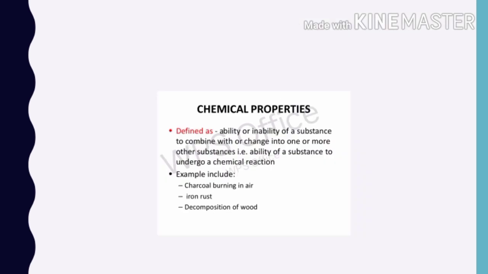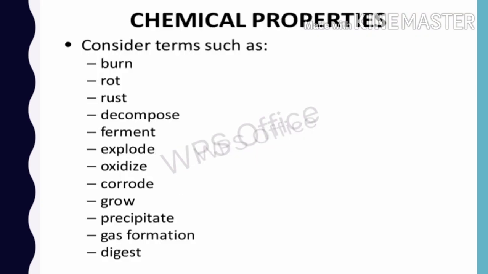Let's proceed to the chemical properties, defined as the ability or inability of a substance to combine with or change into one or more other substances. It is the ability of a substance to undergo a chemical reaction. For example, charcoal burning in the air, iron rusting, and decomposition of wood. Chemical properties consider terms such as burn, rot, rust, decompose, ferment, explode, oxidize, corrode, grow, precipitate, gas formation, and digest.